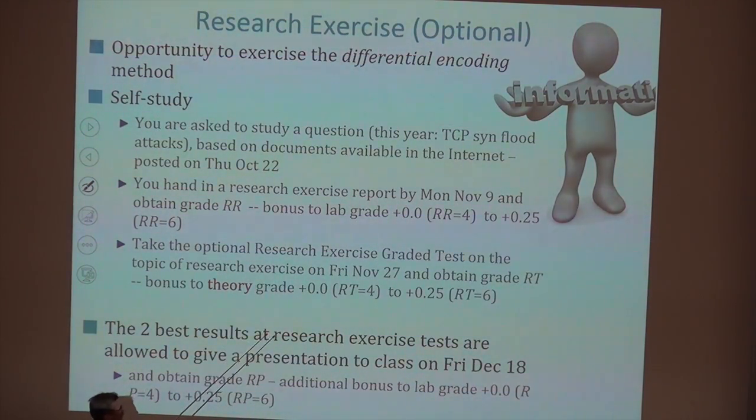The bonus rules are: if you get 4 out of 6, you have 0 bonus. Makes sense? And if you get 6 out of 6, you have the maximum bonus, which is 0.25. Seems little, but that's a lot on an average.